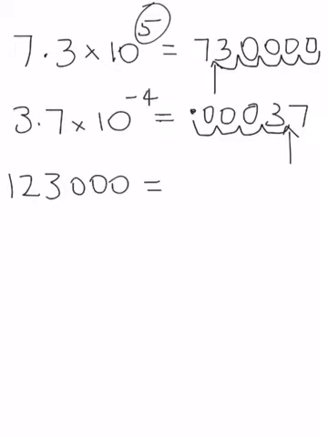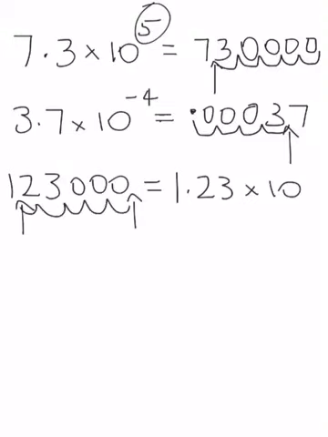If we're going the other way, and I've got a number like 123,000, to change it into scientific notation, it has to be a number between 1 and 10. So this one's going to be 1.23 times 10 to the power of something. Now, I want to put the decimal in there, but at the moment it is in there. So it is 1, 2, 3, 4, 5. So 10 to the power of 5.